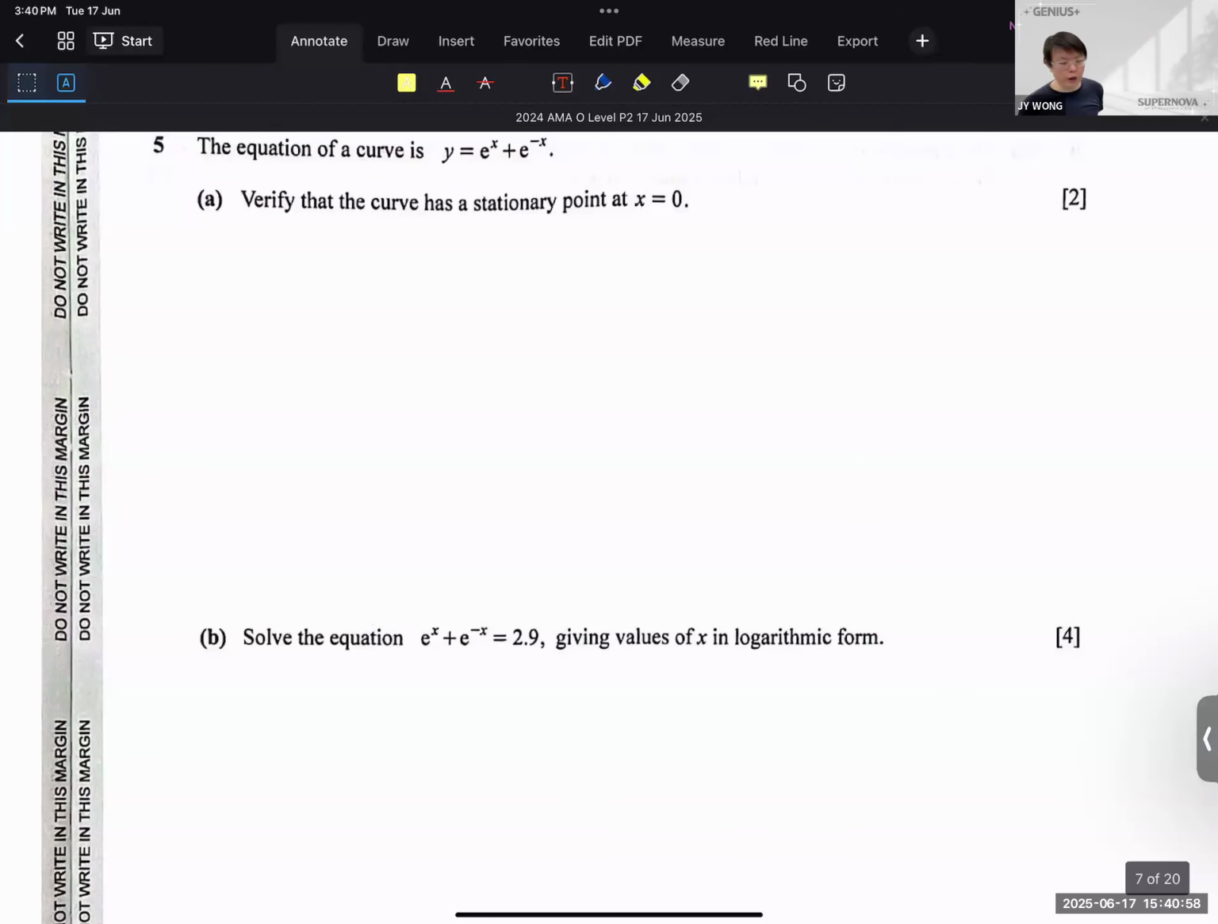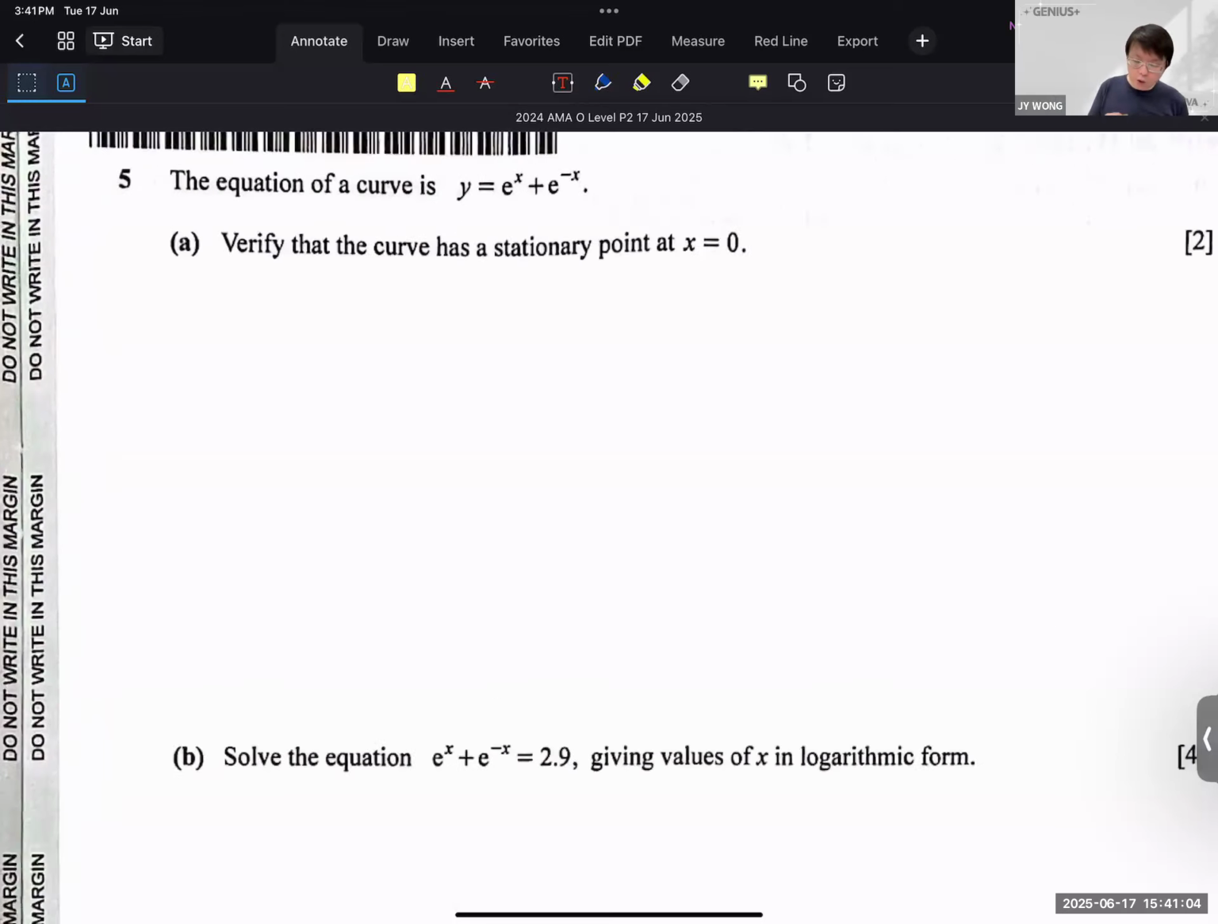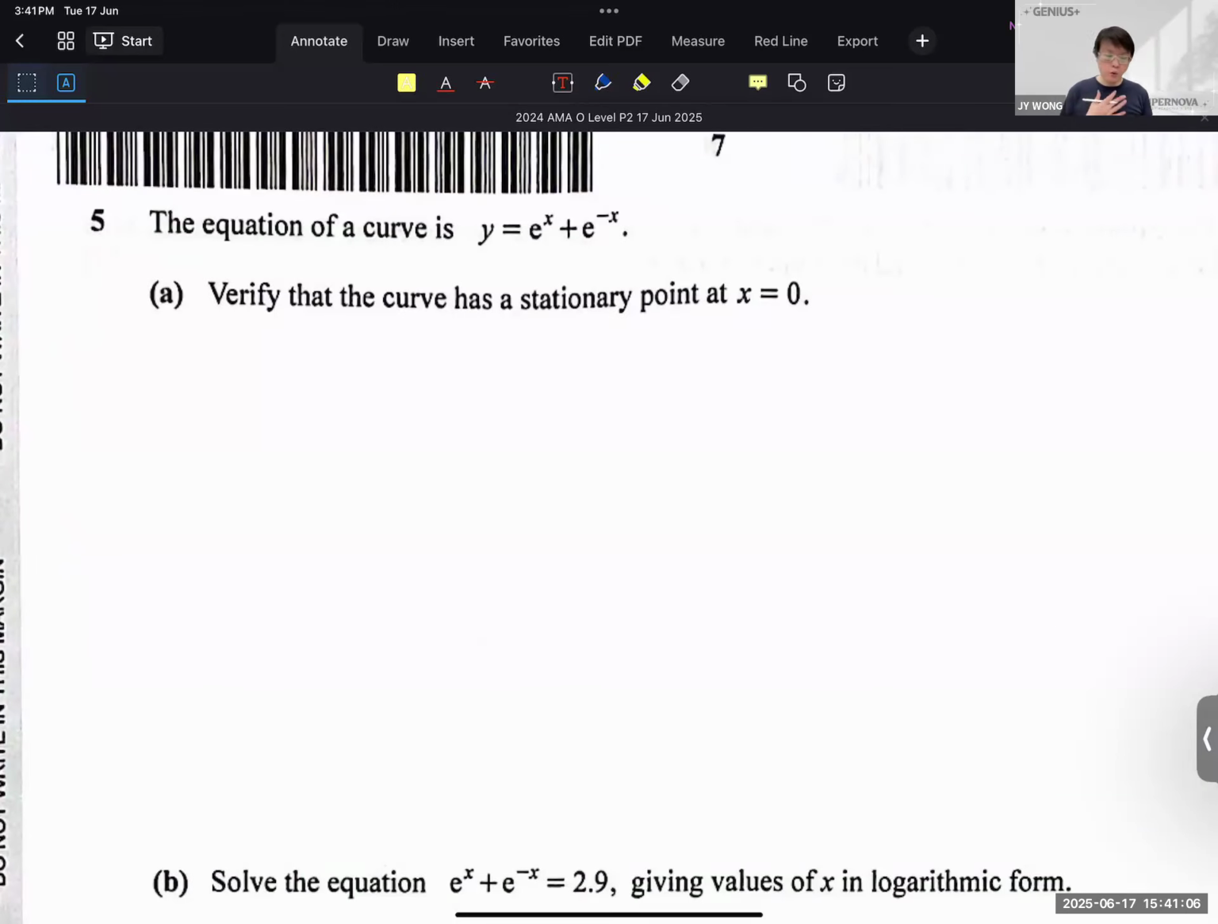The equation of a curve is y equals e to the power x plus e to the power negative x. Verify that the curve has a stationary point at x equals 0. How do you verify that it has a stationary point? You need to first find dy dx.